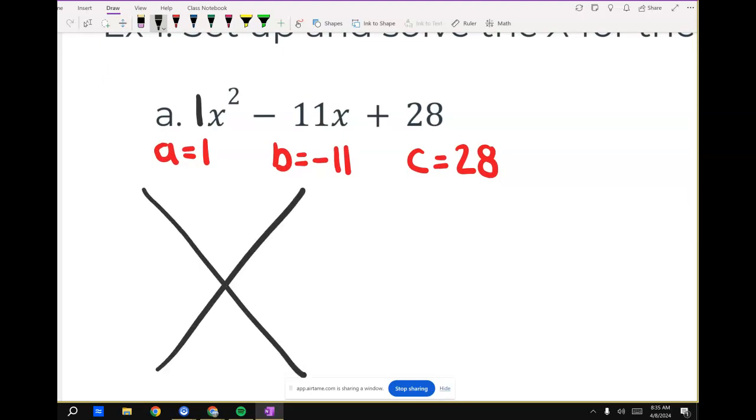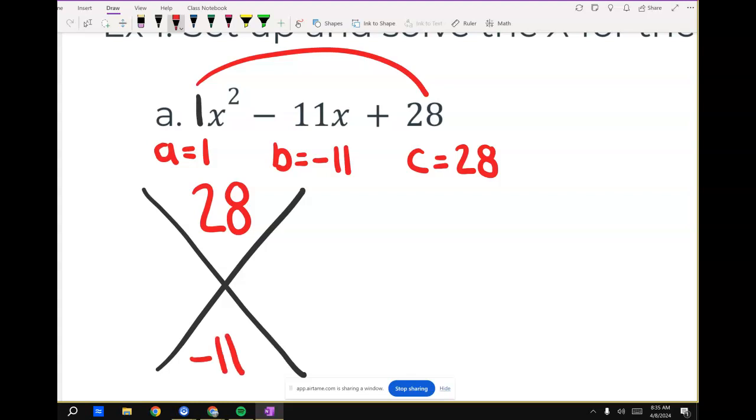On the top I have to put a times c. So a times c is 1 times 28. 1 times 28 is just 28, so that goes on the top. My b value is negative 11, so negative 11 goes on the bottom. Now we think: we need two numbers that multiply to 28 but add to negative 11. This is where we look at our yellow chart. Everybody find where 28 is in bold on the yellow chart.